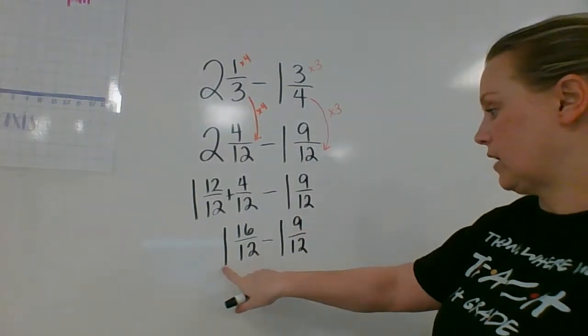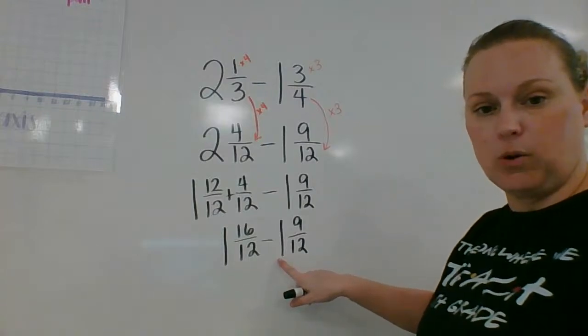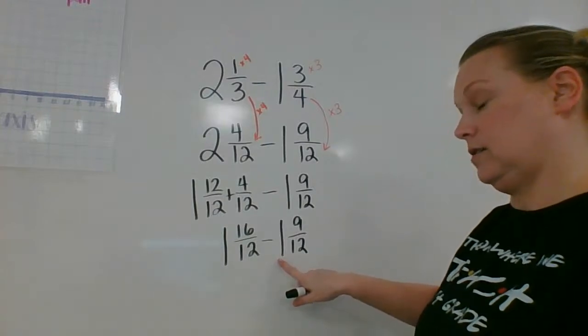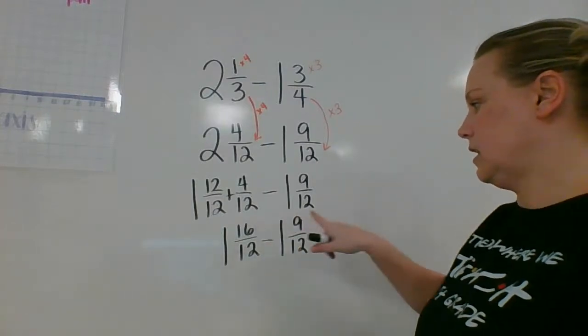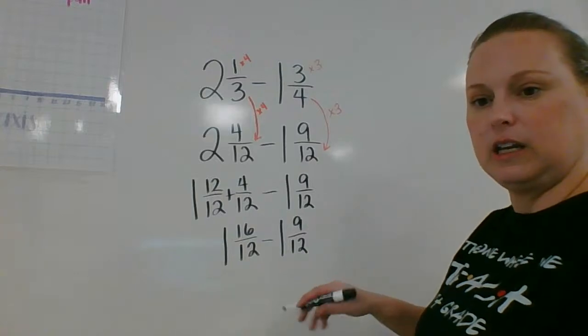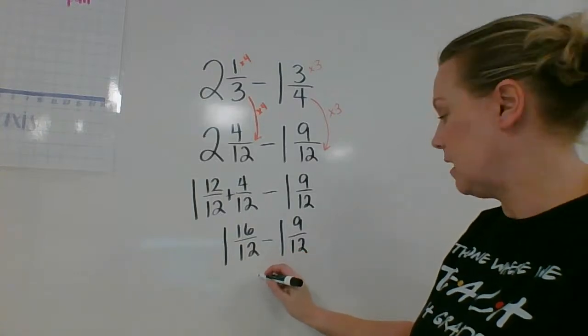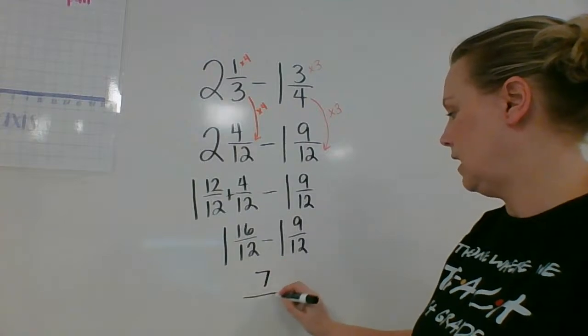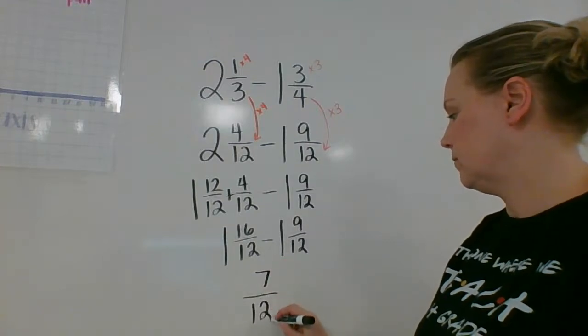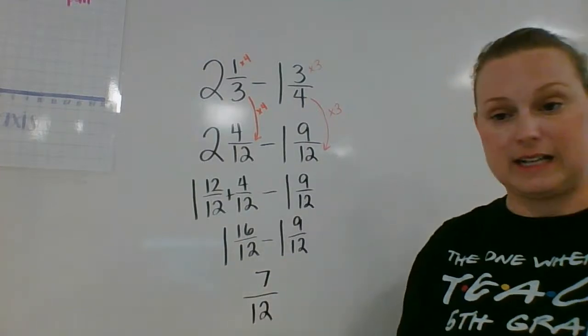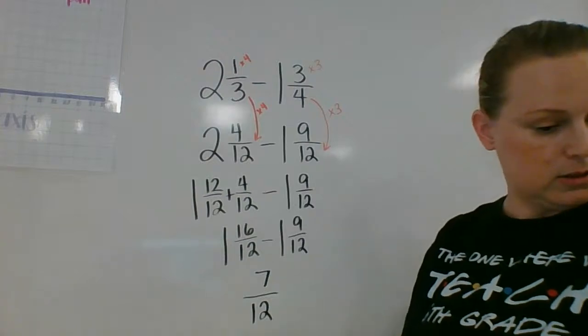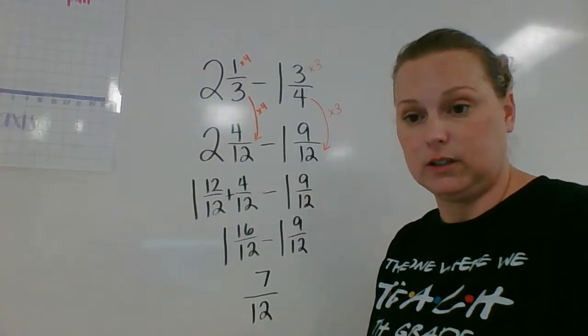And now subtract the whole numbers. 1 minus 1 is 0. 16 minus 9 should be 7. Great thinking, Maddie. And 12ths. So that's how many pounds of cornmeal he should have left over.